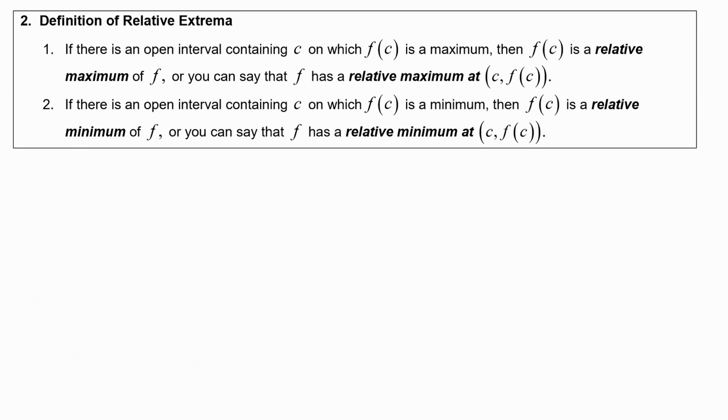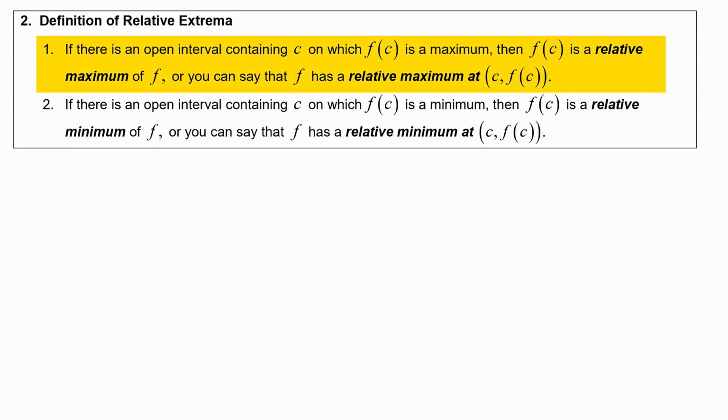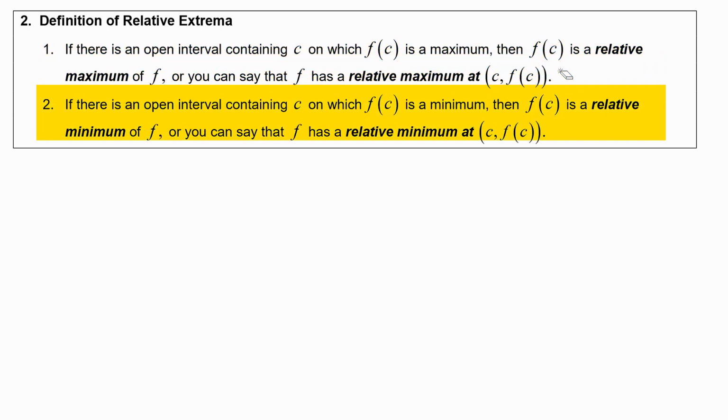Definition of relative extrema. First, if there's an open interval containing c on which f of c is a maximum, then f of c is a relative maximum of f. Or you can say that f has a relative maximum at the point c, f of c. Second, if there is an open interval containing c on which f of c is a minimum, then f of c is a relative minimum of f. Or you can say that f has a relative minimum at the point c, f of c.